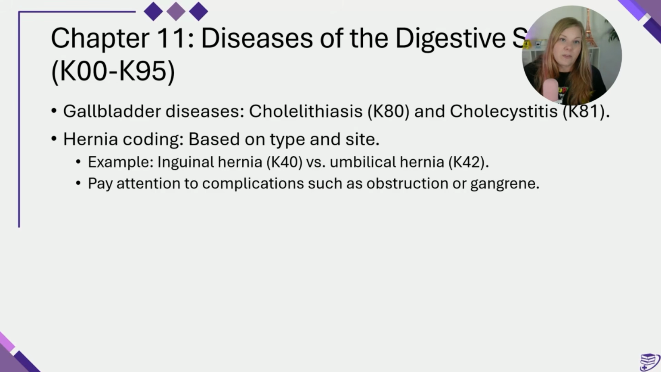And then Chapter 11 is our diseases of the digestive system. Here we see a lot of things like our gallbladder diseases, cholelithiasis, cholecystitis. Hernia coding has changed recently in CPT. It's something that I would say is likely to come up on the exam, some kind of hernia code. Those are pretty common types of procedures. So pay close attention to if it's an inguinal hernia, if it's an umbilical hernia, if it's a recurrent hernia, or if there's complications, if there's an obstruction, if there's gangrene.